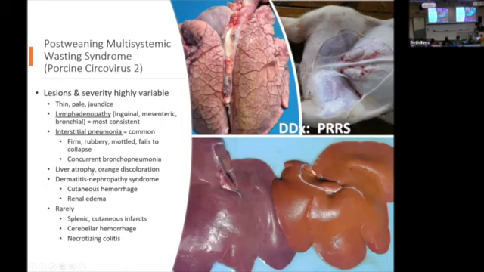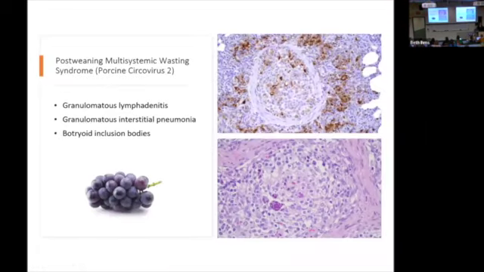Yeah, lots of syndromes with PCV2. We'll talk about these in other lectures, like dermatitis and nephropathy syndrome. So it does a lot of things. Multisystemic, big deal for pigs. It causes botryoid inclusion bodies. Botryoid means grape-like. So there they are, a little cluster of grape inclusions in macrophages. This is an IHC, immunohistochemistry, staining for PCV2 antigen.